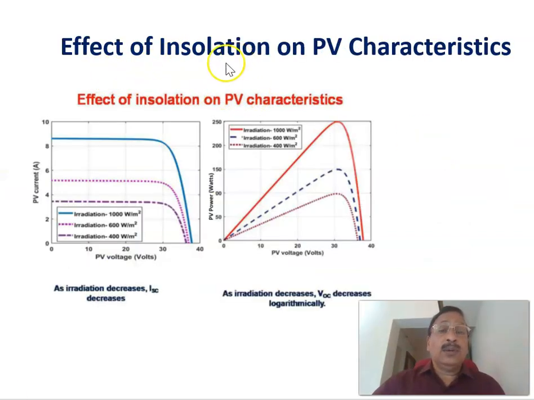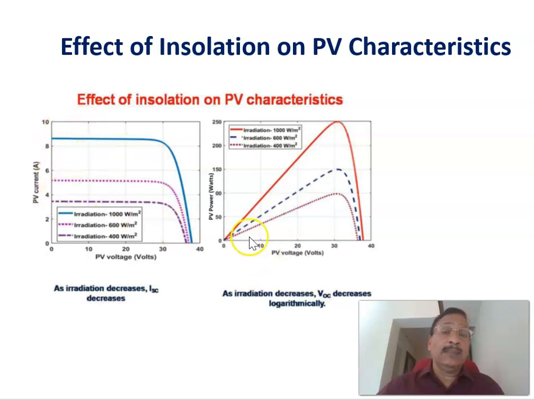Continuing with the effect of insulation on PV characteristics, as I explained in the previous slide, as the insulation changes, the IV characteristics go down. This is 1000 watts per meter square, here this is 600 watts per meter square, and this corresponds to 400 watts per meter square. Basically, the short circuit current gets reduced as the insulation reduces. That change in short circuit current is more than the change in open circuit voltage. The open circuit voltage also changes slightly, but the short circuit current changes more.